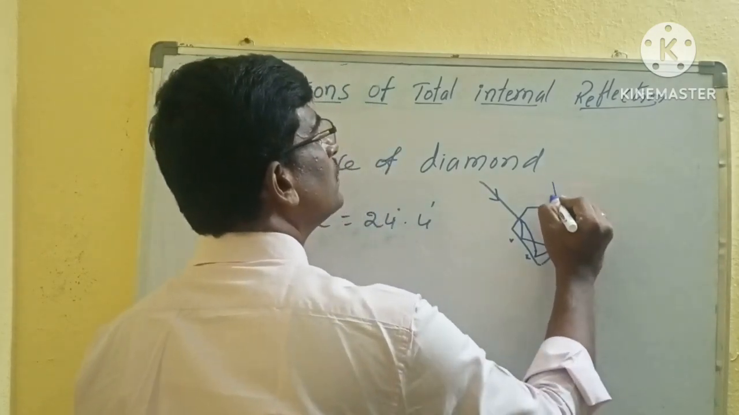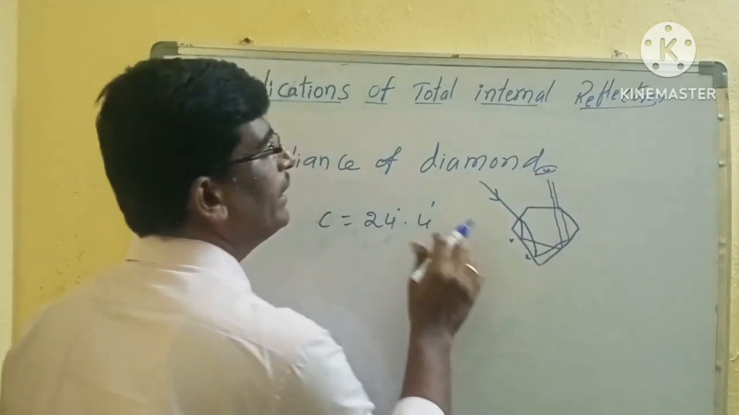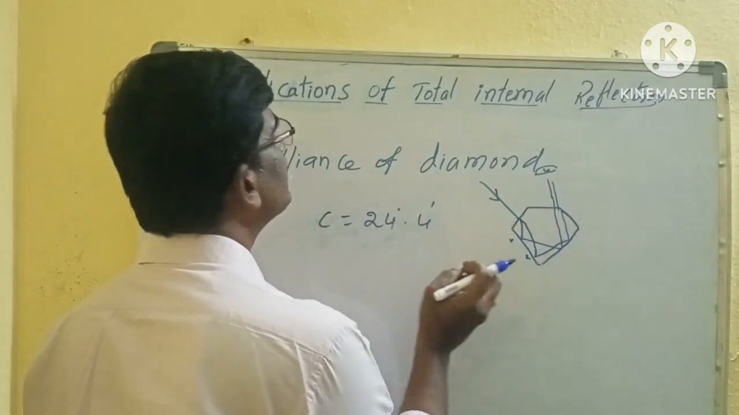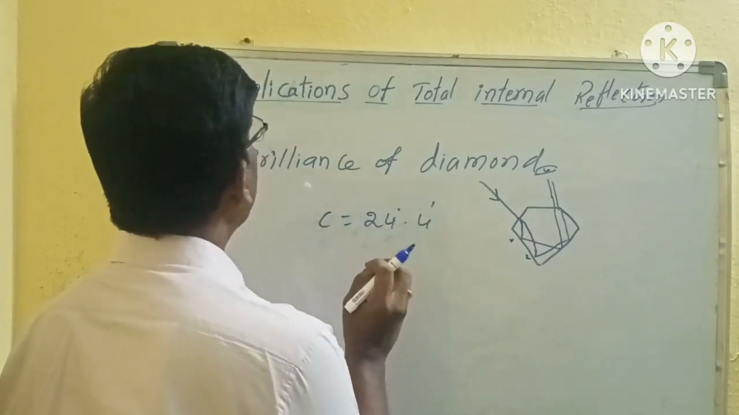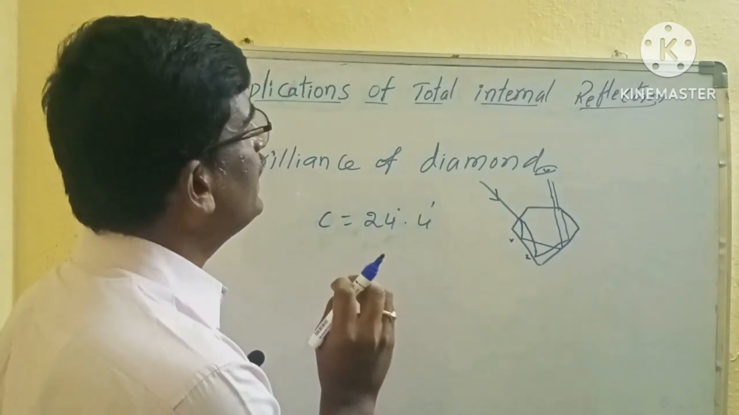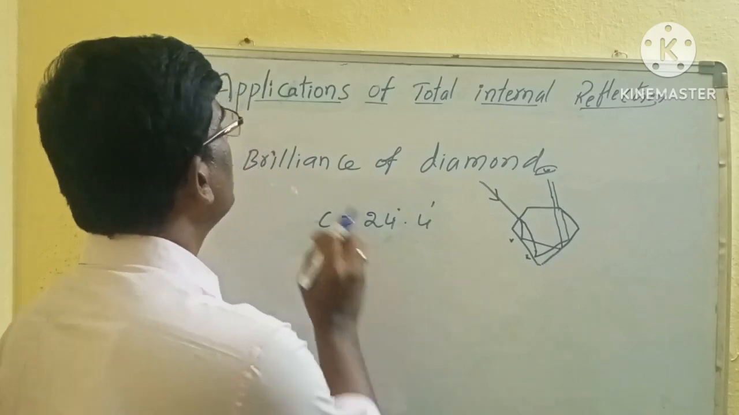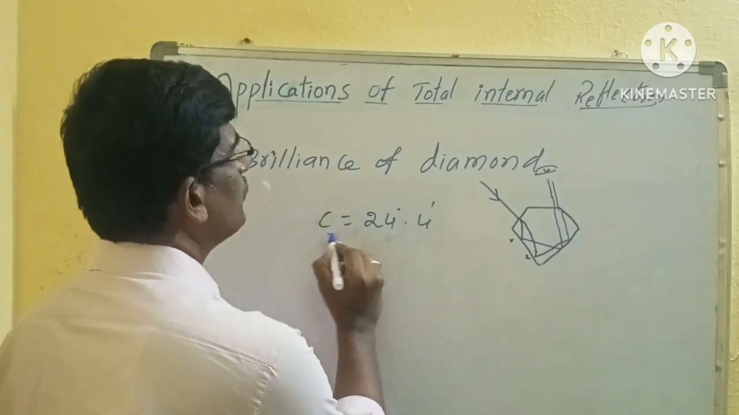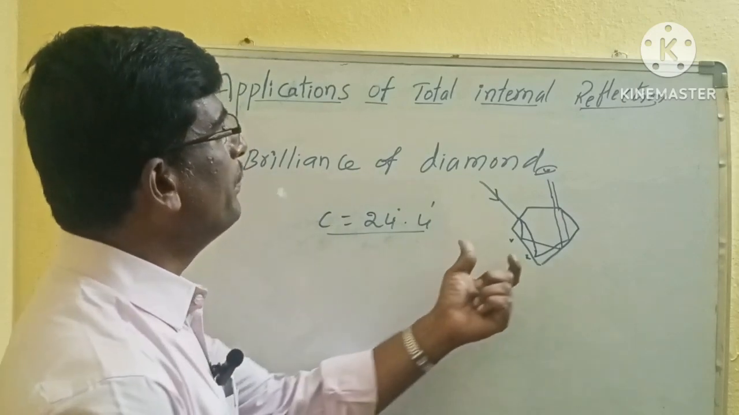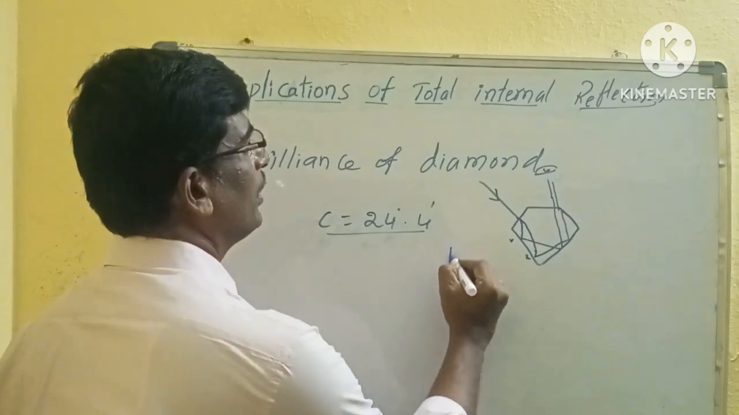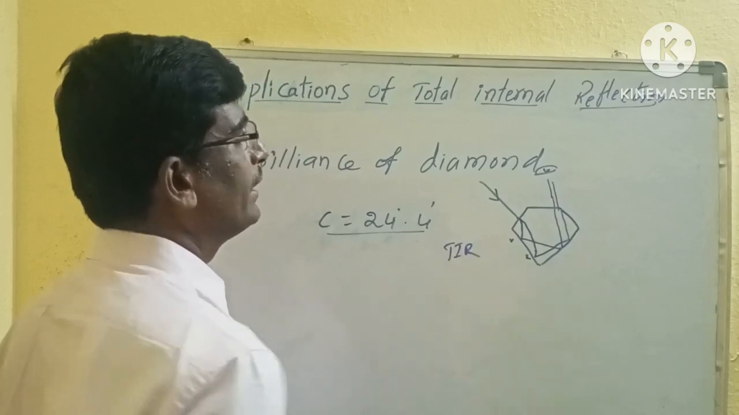The light will come out this way. So many times it undergoes total internal reflection, and that's why the diamond appears very shiny, because of its critical angle of only 24.4 degrees. The main reason is total internal reflection, that is TIR.